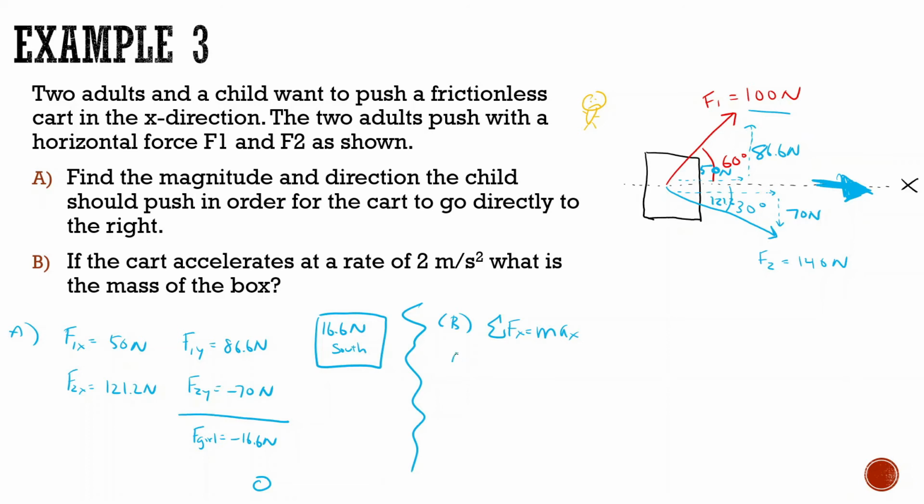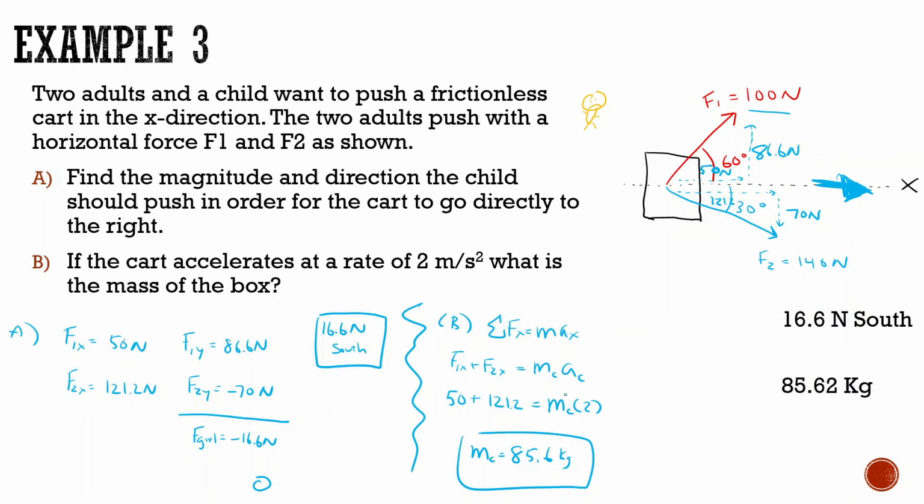So let's look at the forces in x. We have F1 of x plus F2 of x is equal to the mass of the cart times acceleration of the cart. F1 of x is 50. F2 of x is 121.2. Mass of the cart is what we're looking for, and acceleration of the cart is 2. So let's put this into our calculators. And we get mass of cart is equal to 85.6 kilograms. Okay? All right, let's continue moving on.